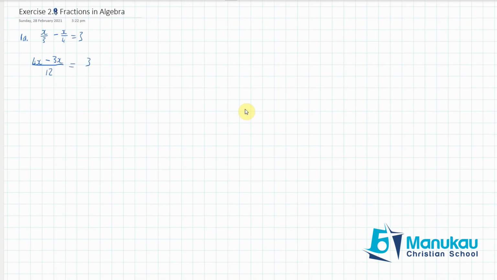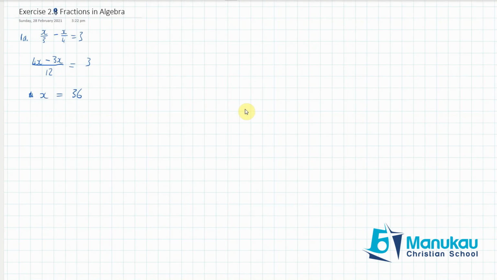Then in my next line, I'm going to multiply both sides by 12. 4x minus 3x is x, and I'll have 36 on this side. Okay, and that's solved. x is equal to 36.